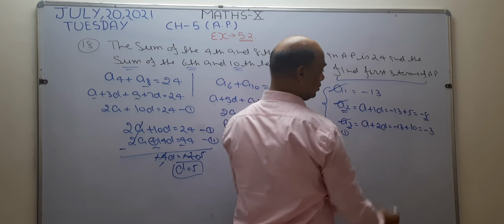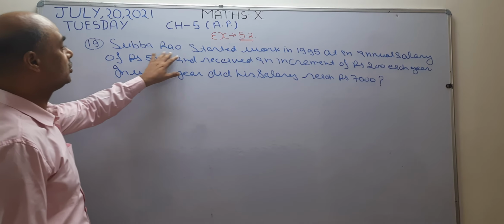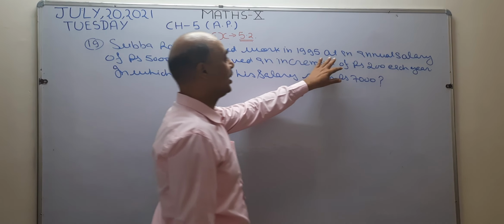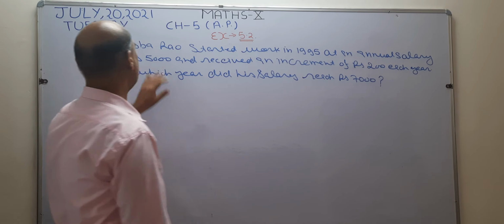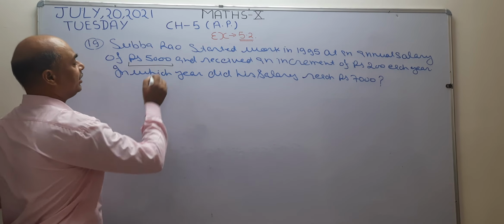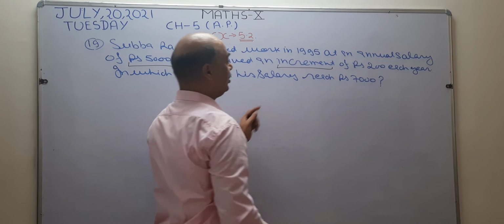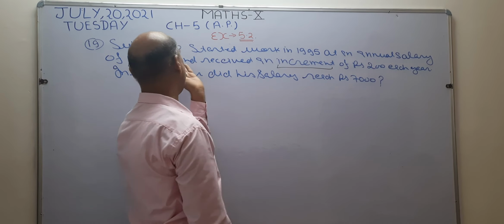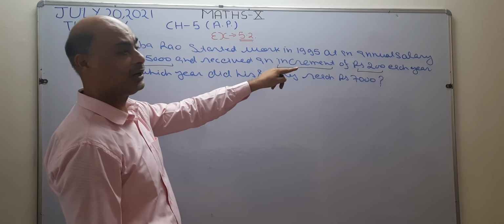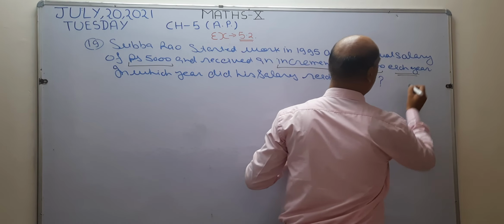Now I want to solve question number 19. Question number 19 and question number 20 are both the same. So I will solve question number 19 and leave question number 20 for your practice. Now see what is given. Subba Rao started work in 1995 at an annual salary of rupees 5,000. His first salary in 1995 is 5,000, and he received an increment. Increment means after 1 year his income becomes more than the previous one. It is going to increase by 200 each year.